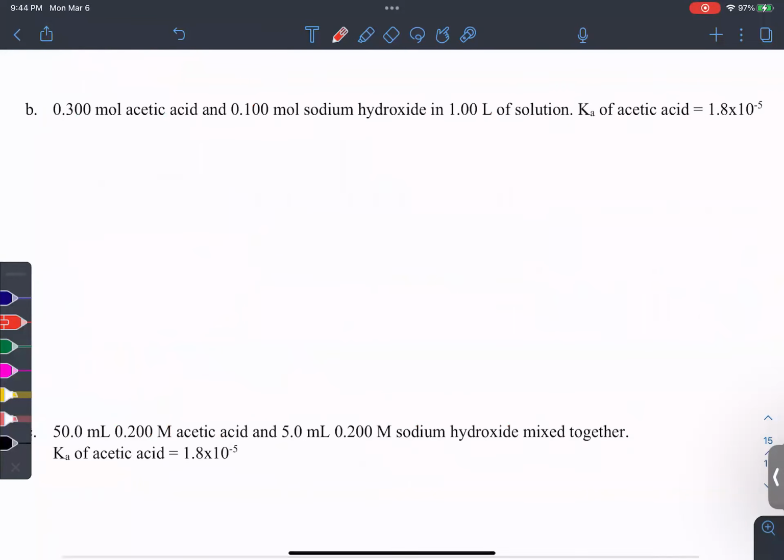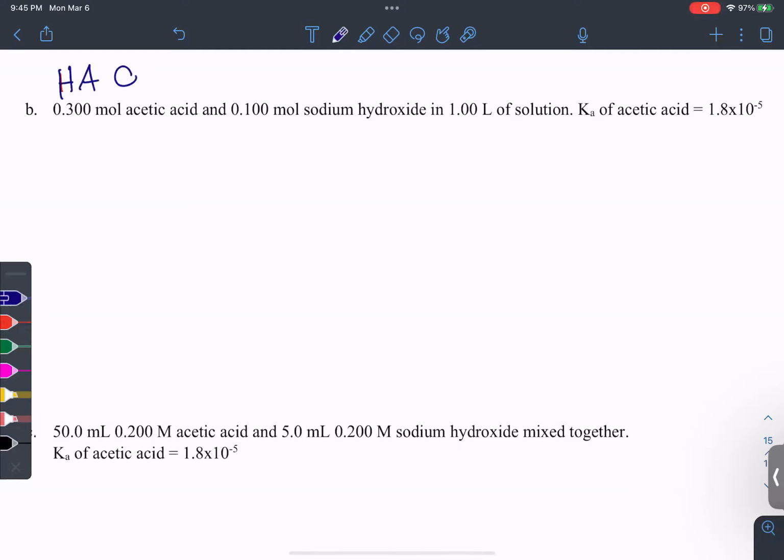All right. 0.3 moles of acetic acid and 0.1 mole of sodium hydroxide in 1 liter. Ka is that. It's a buffer. I'm going to just tell you it's a buffer, but what kind of buffer? Is it a type 1 buffer, where I can just plug those numbers straight into the Henderson-Hasselbalch? Or is it a type 2 buffer where I'm neutralizing it first, then shoving it into the Henderson-Hasselbalch? Type 2, yes.